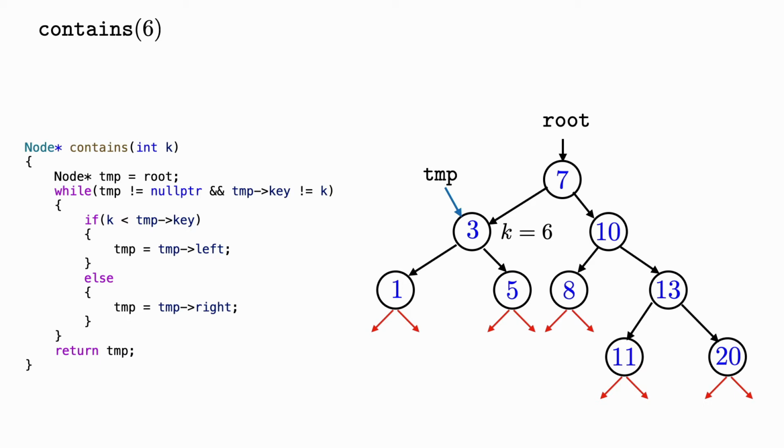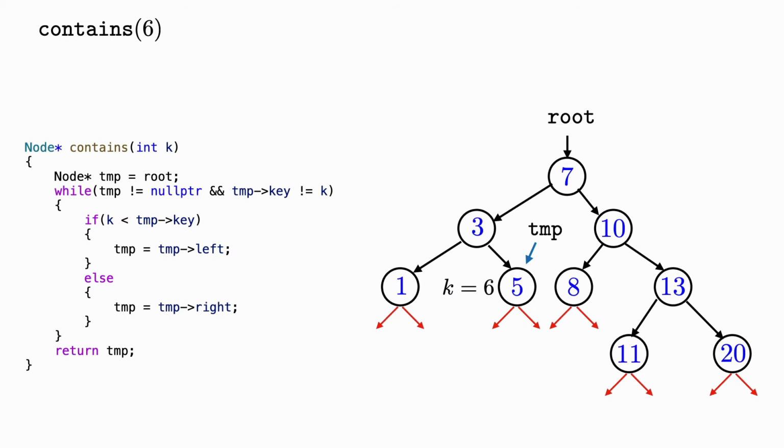So now temp points to the left child of the root. Again, it's not equal to null pointer. And the key at this node is 3, which is again not equal to what we're looking for, which is 6. So we execute the body of the while loop again. This time, 6 is greater than 3, so we update temp to point to the right child. So now temp points to the node with key 5. Again, temp is not the null pointer, and 5 is not equal to the key we're looking for. So we execute the body of the while loop again.